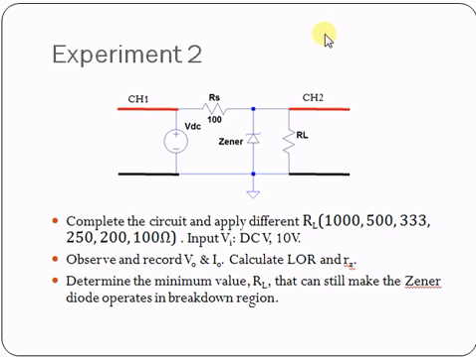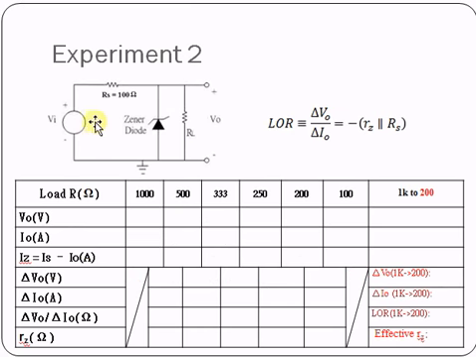Next, use 100 ohm on RS and apply different load resistors on the circuit. We'll observe the LOR in this part of the experiment. Change the input into DC voltage. Measure the Vout with the highest precision, either with the oscilloscope or your multimeter. You will observe a small decrease of voltage.